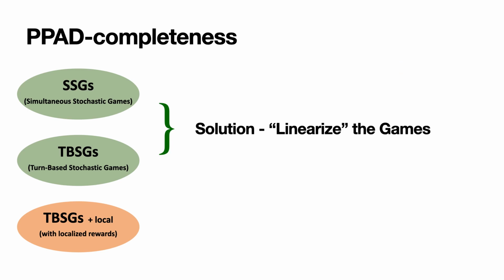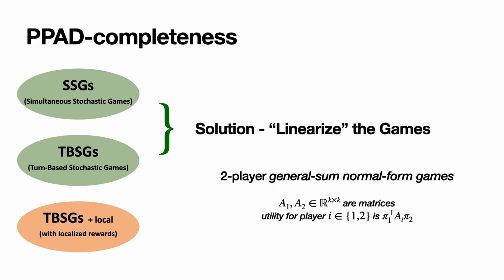So to overcome these challenges, our core idea in this study is to try to linearize all these games. The key observation we make is that games with linear utilities are relatively much better understood. For instance, two-player general-sum normal form games, which we use to define the PPAD complexity class, are a classical type of game that by definition has linear utilities. For each player i, their utility is characterized by a matrix A_i. When they each play strategy pi_1 and pi_2, the utility is simply pi_1 transpose A_i pi_2. Actually, due to this nice linear property, they are the first ones that people were able to establish PPAD complexity results for.